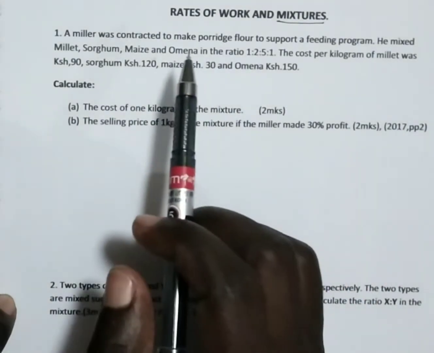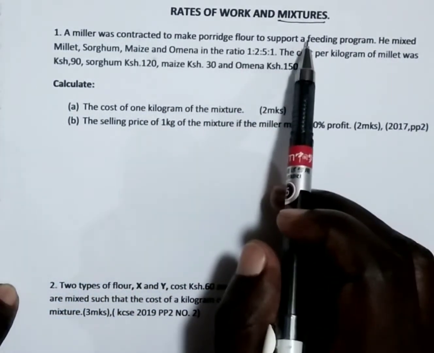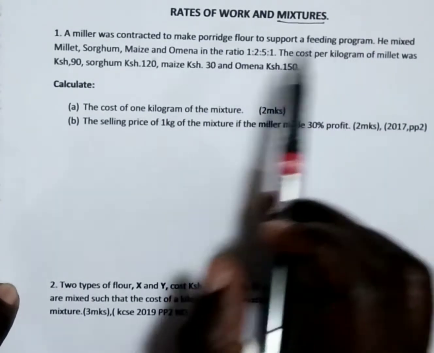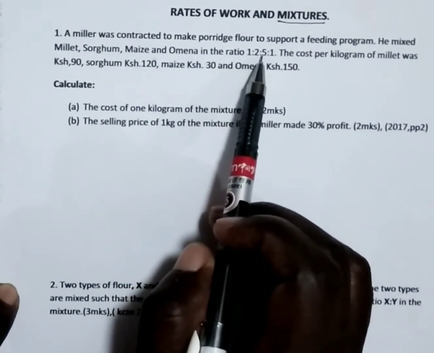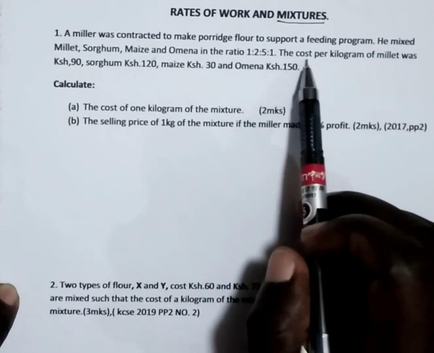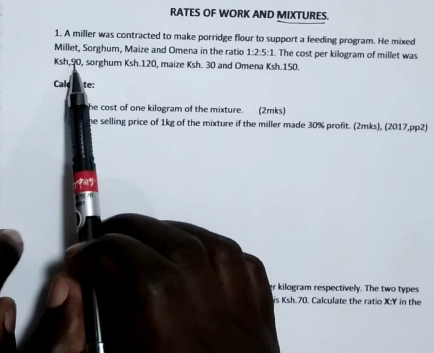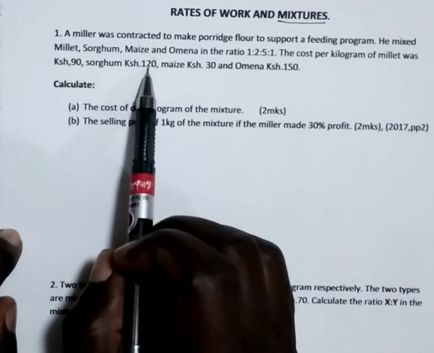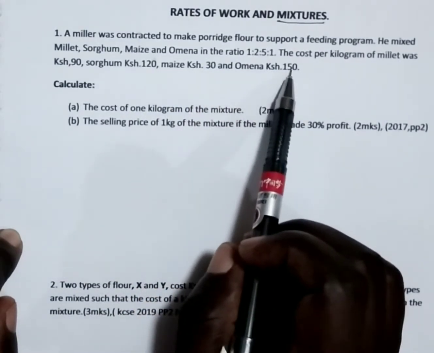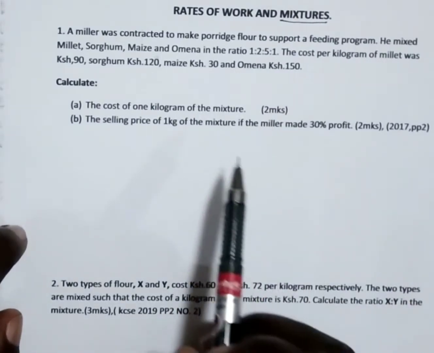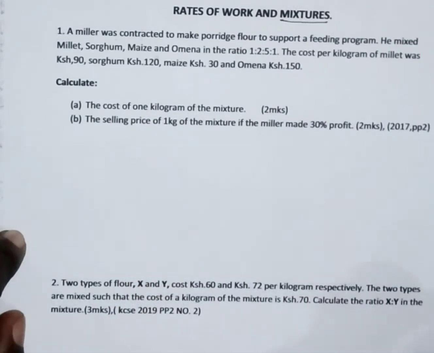The first question reads, a miller was contracted to make porridge flour to support a feeding program. He mixed millet, sorghum, maize, and omena in the ratio of 1 to 2 to 5 to 1. The cost per kilogram of millet was 90 shillings, sorghum was 120 shillings, maize 30 shillings, and omena 150 shillings. The first part of the question, we are supposed to calculate the cost per kilogram of the mixture.